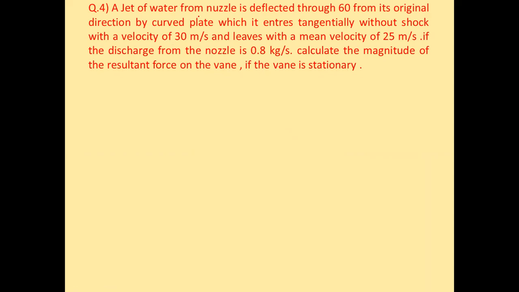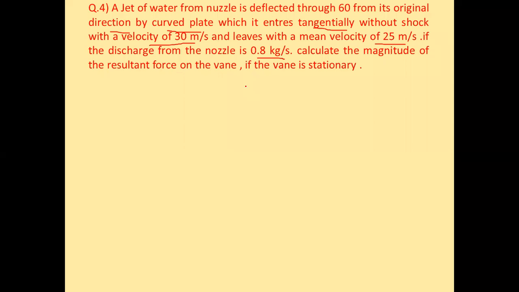Okay, so a jet of water from the nozzle is deflected through 60° from its original direction by a curved plate, which it enters tangentially without shock with a velocity of 30 meters per second and leaves with a mean velocity of 25 meters per second. If the discharge from the nozzle is 0.8 kg per second, calculate the magnitude of the resultant force on the vane if the vane is stationary.